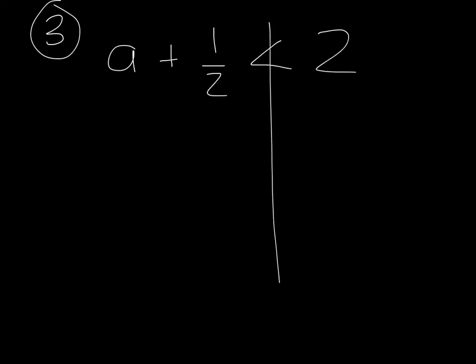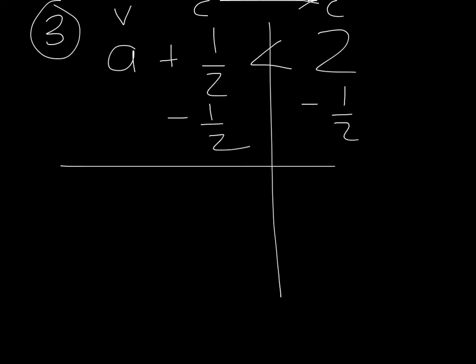Number 3 says to solve a plus 1/2 is less than 2. Again, draw your line through the less than sign. You got variable, constant, constant. I need to take that constant over there. So I'm going to subtract 1/2. That leaves me with a less than, and 2 minus 1/2 I know is 1 and 1/2.